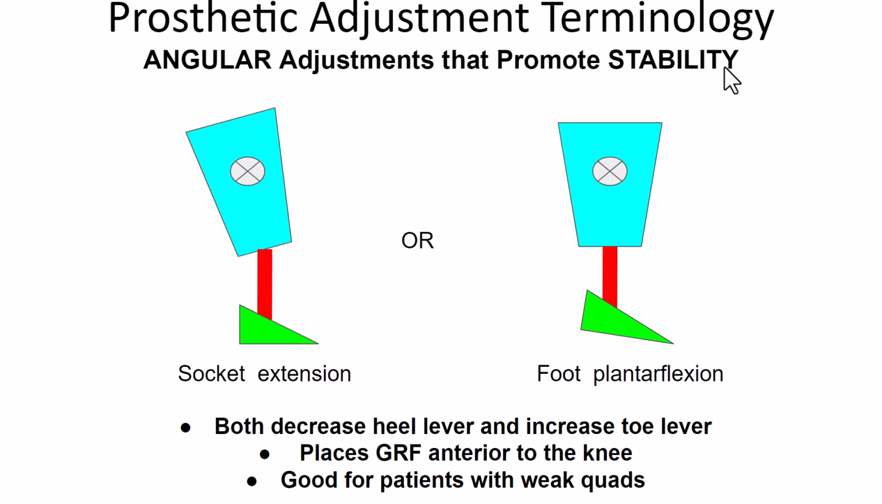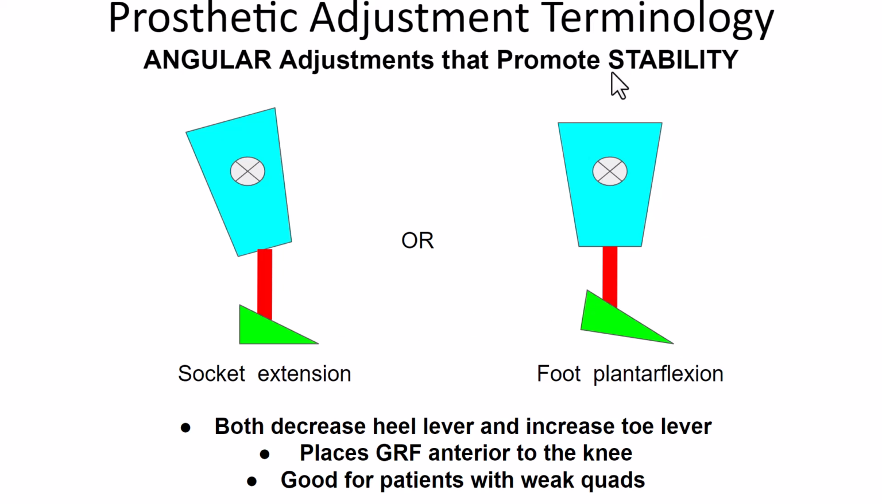I've told you up here that both of these are going to promote stability. The reason why they both promote stability is they both decrease the size of the heel lever and increase the size of the toe lever. Let's take a look at how that happens. The center of the socket is still here. However, the ground reaction force coming up here through the heel is now very, very close to that socket. So that results in a decreased heel lever. However, this toe lever is now increased because the socket is rotated backward.